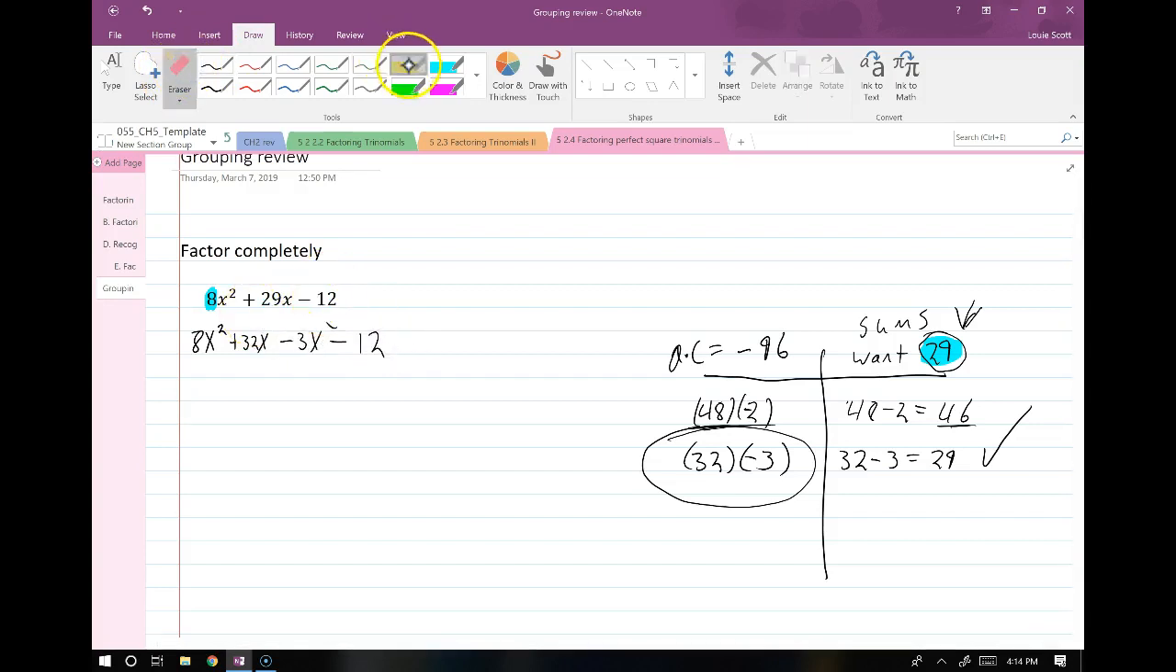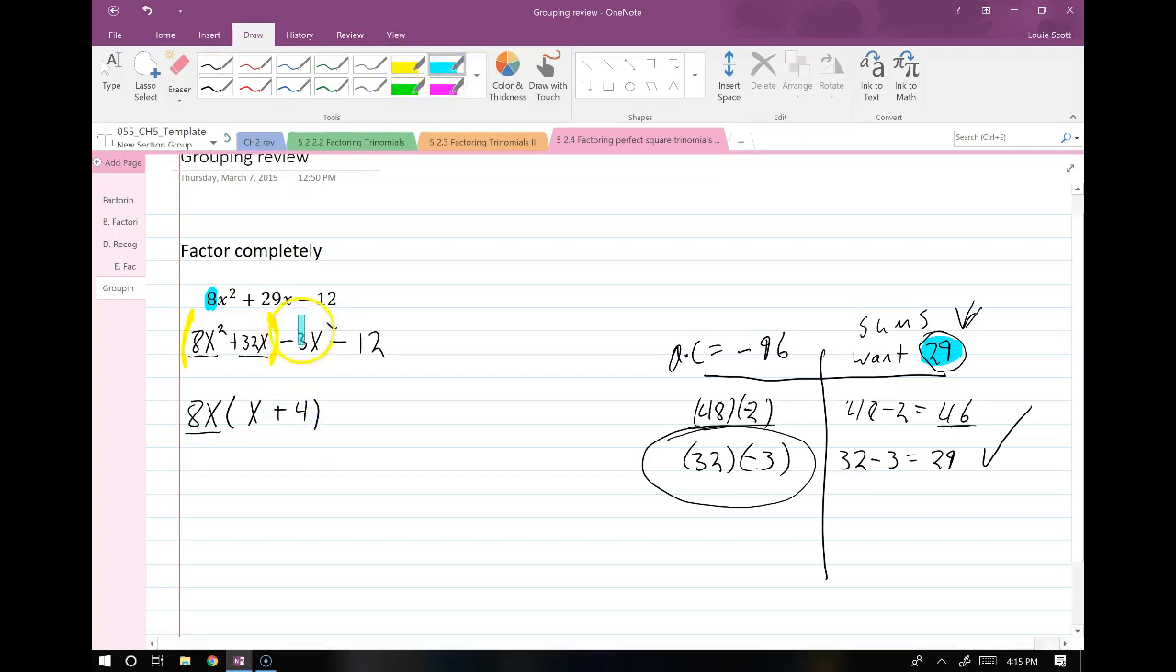All right, now we factor by grouping. I highlight these first two terms and I say, what can I pull out of these? I think 32 might be divisible by 8. It is. So I can pull an 8x out of these first two terms. So I have 8x, and on the inside, what do I have left? 8x squared divided by 8x leaves me with a single x. 32x divided by 8x leaves me with a plus 4.